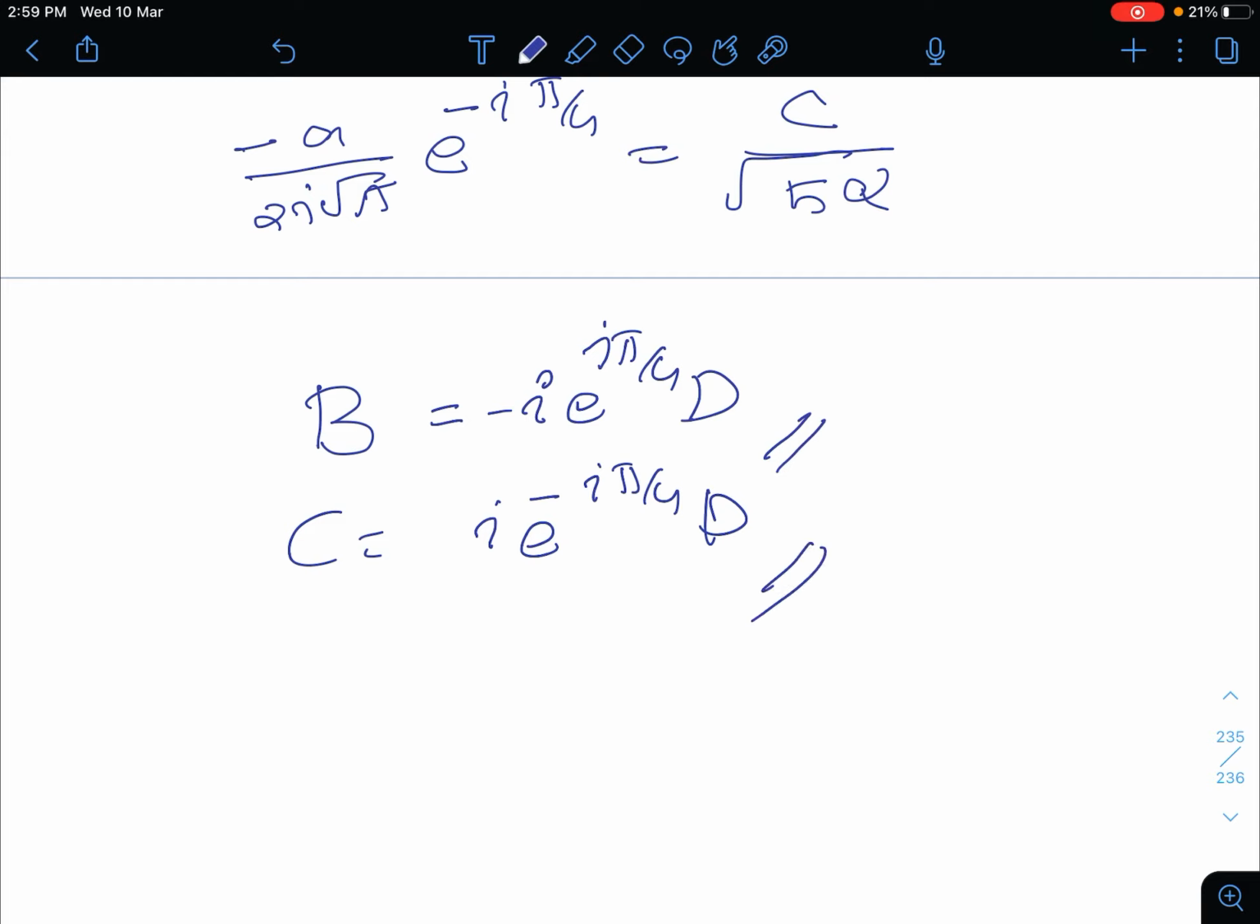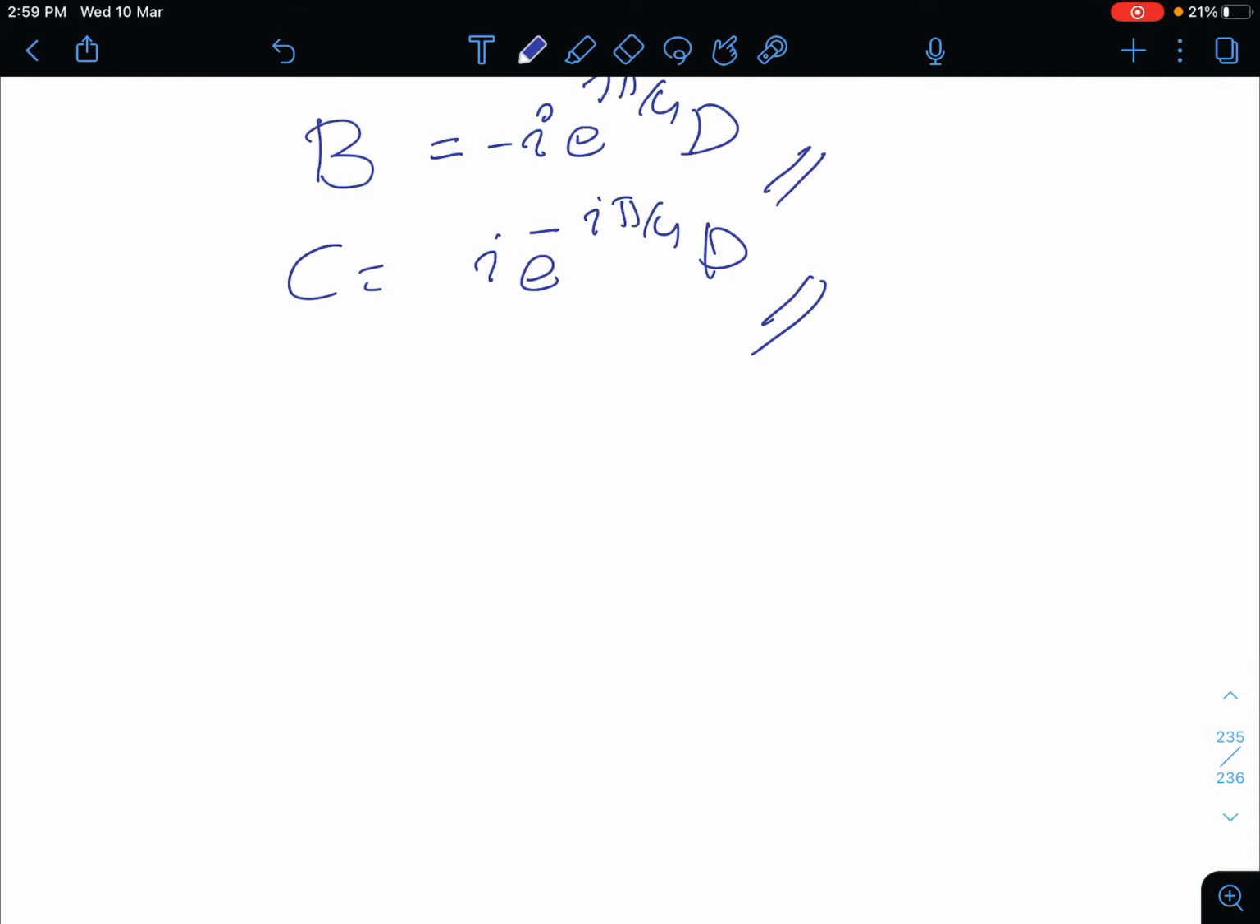So these are the connection formulas we will be using. These are the so-called connection formulas. So the connection formula that connects the wave functions on both sides is this.